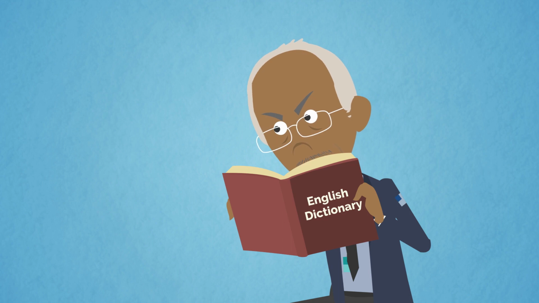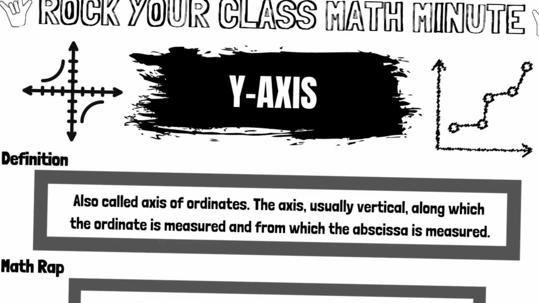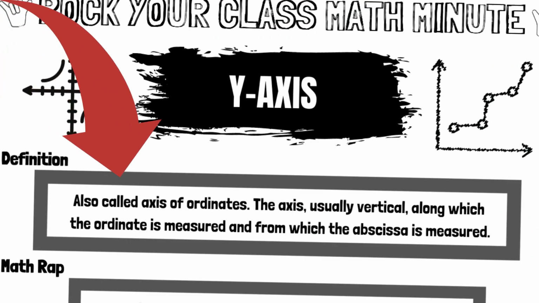What does the dictionary say? Also called axis of ordinates. The axis, usually vertical, along which the ordinate is measured and from which the abscissa is measured.